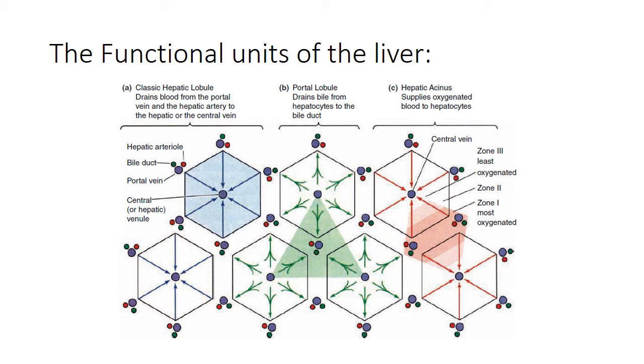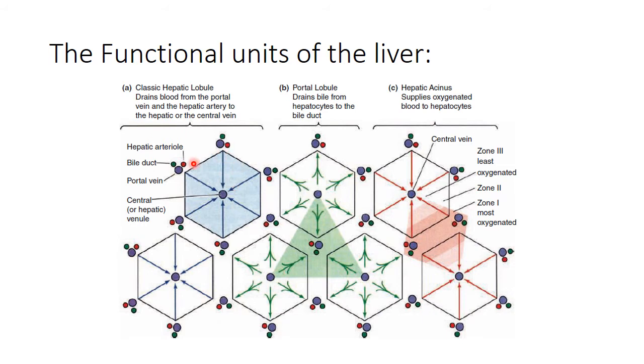Functionally, the scientists have described the histology of the liver and its relation to its function in three ways. The first way is the classic hepatic lobule way of describing the histology of the liver, which we discussed earlier, where the liver is formed of hexagonal lobules. In the center we have a central vein, and in the periphery we have portal areas or portal tracts.